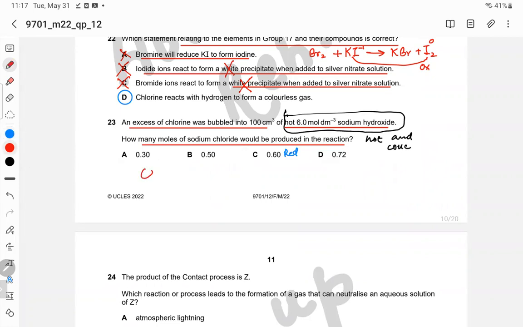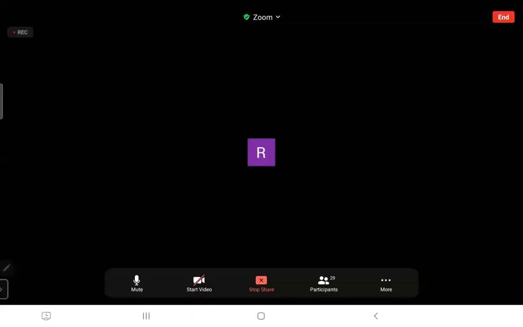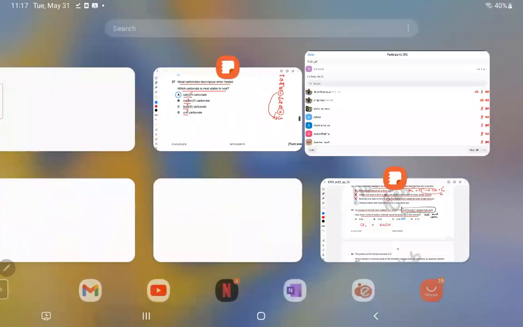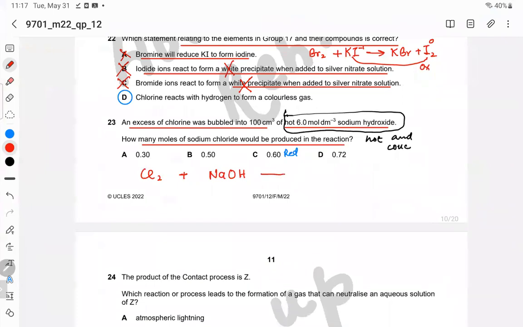See, we have chlorine, and that chlorine is reacting with hot concentrated sodium hydroxide. And in case of hot concentrated sodium hydroxide, sodium chloride is formed. And besides sodium chloride, we will get NaClO3 as well, sodium chlorate 5 and H2O. जी, यहाँ तक clear है सबको?